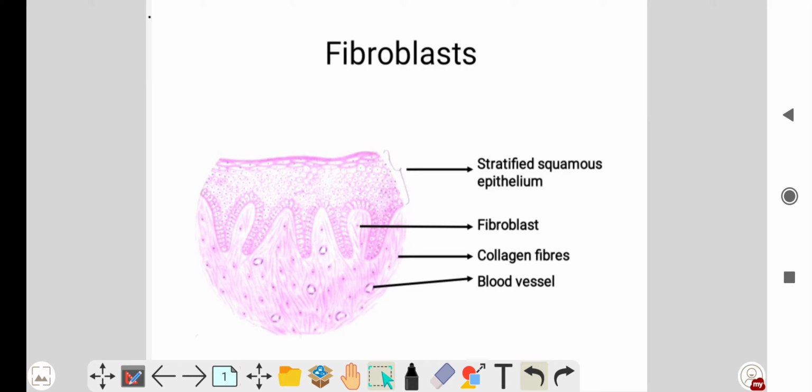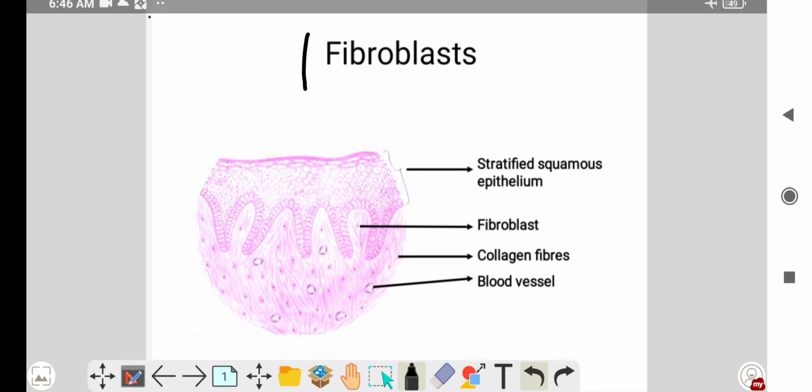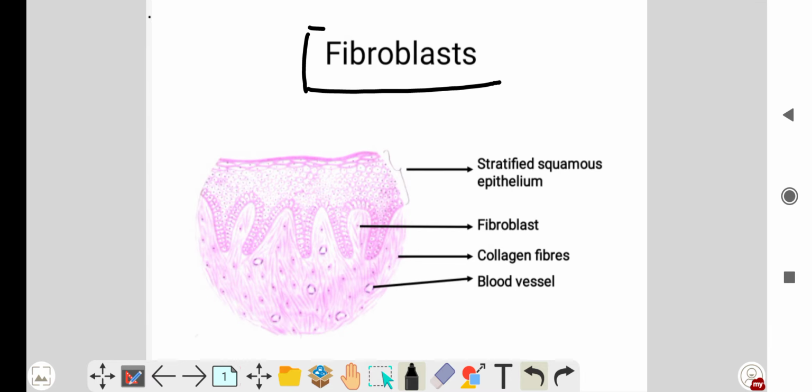Hello everyone, today we will start with the basic histology structure of fibroblast. So, what is a fibroblast and what are the different functions of fibroblast?